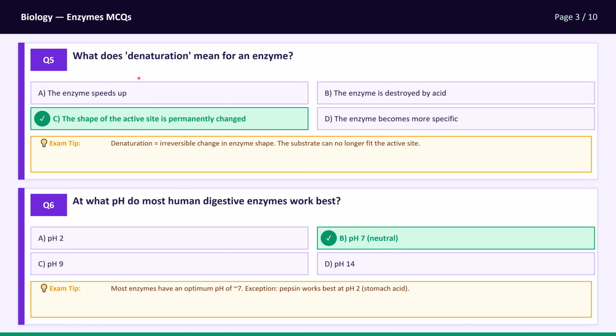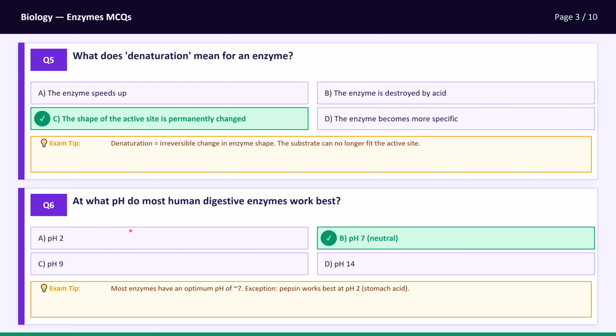Question 5. What does denaturation mean for an enzyme? Option A, the enzyme speeds up. Option B, the enzyme is destroyed by acid. Option C, the shape of the active site is permanently changed. Option D, the enzyme becomes more specific. And the correct option is option C, the shape of the active site is permanently changed. Exam tip: denaturation is irreversible change in enzyme shape. The substrate can no longer fit the active site.